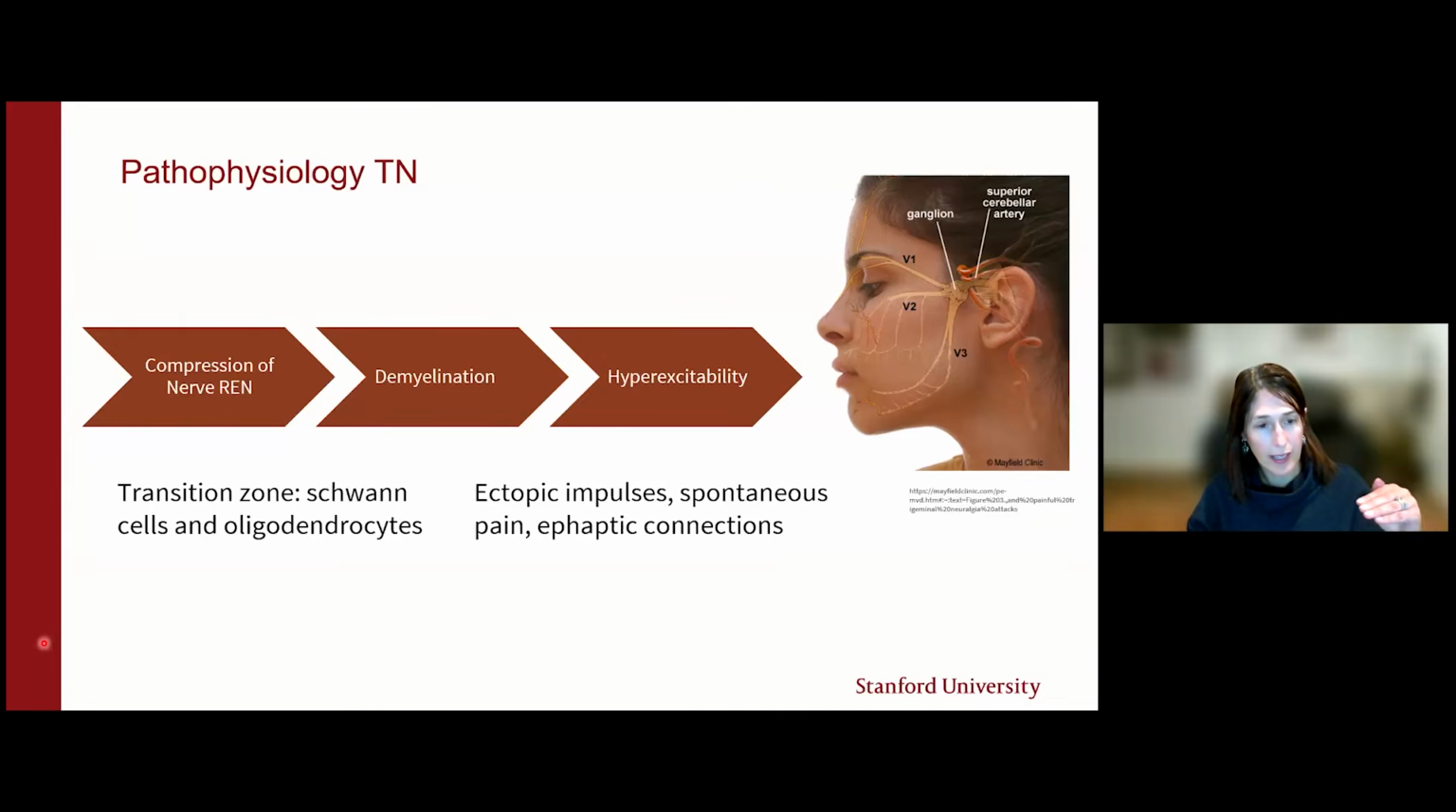As they come in from the periphery and enter the central nervous system, the cell that coats them changes. And during that transition, the nerve is vulnerable to compression and demyelination. Demyelination is destruction of the coating, and that leads to misfiring and excitability of the nerve.